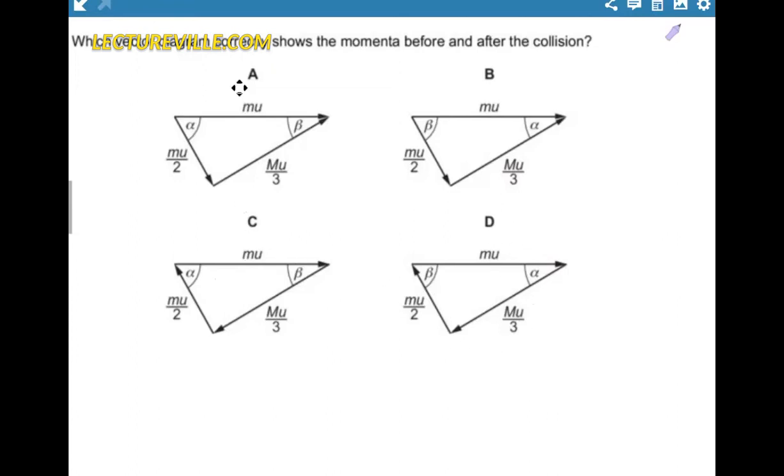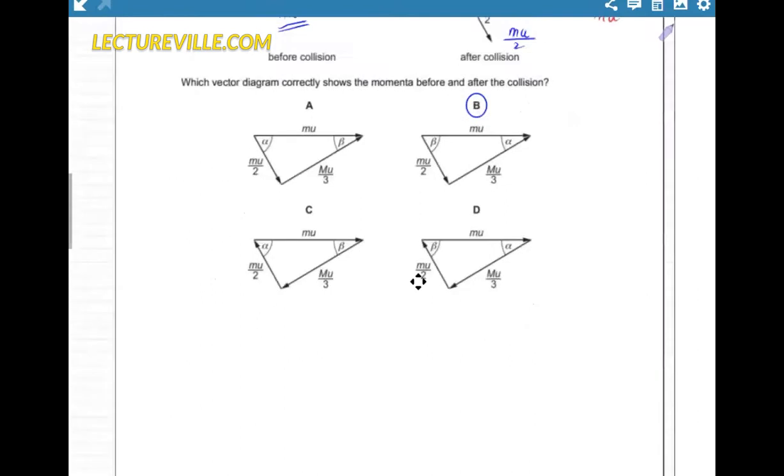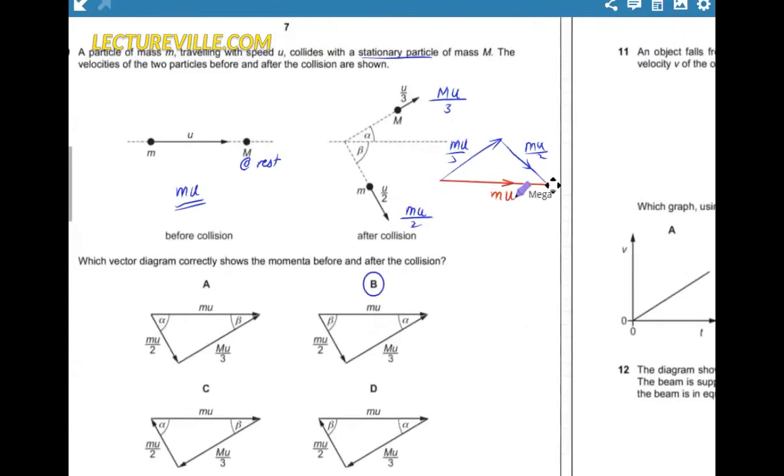So D, C, and A are incorrect. Answer will be B. It doesn't matter whether we make the diagram complete triangle in this order or in this order. They both are the same.